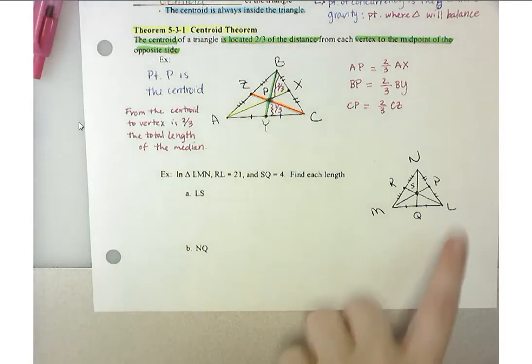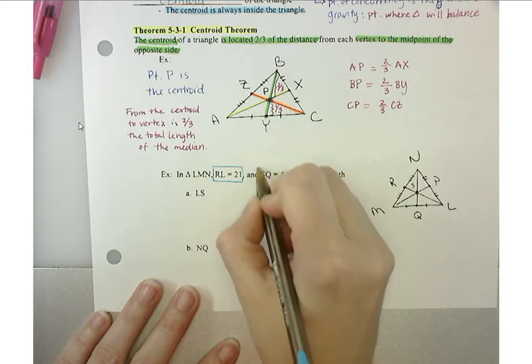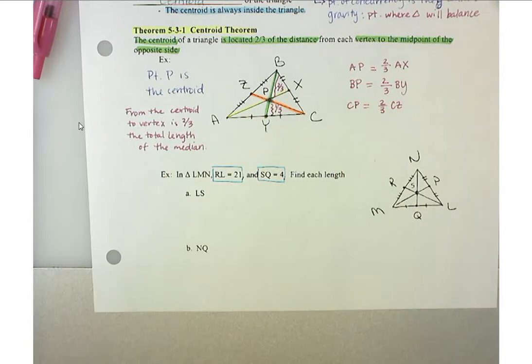So in this triangle, LMN, you have RL, that's 21, and you have SQ, that is 4. And then it tells you to find each length. So we have to find LS.